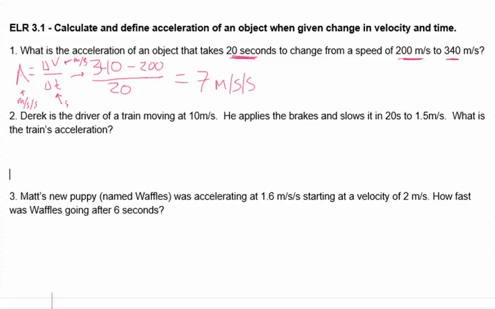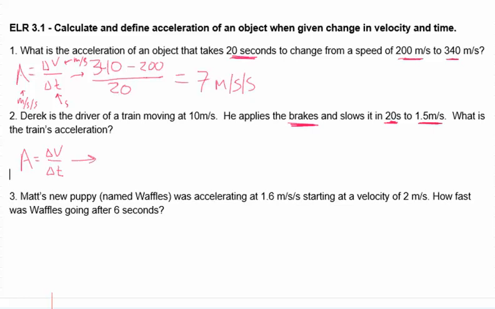For number 2, same type of question. We're going to be doing acceleration is change in velocity over change in time. And Derek is the driver of a train. The train's moving at 10 meters per second. He applies the brakes, so automatically we should be thinking that we're going to be dealing with a negative number here. And it slows in 20 seconds, so that's our time. And we have a final velocity, so the 1.5 is what we end at. And it again wants to know our acceleration.